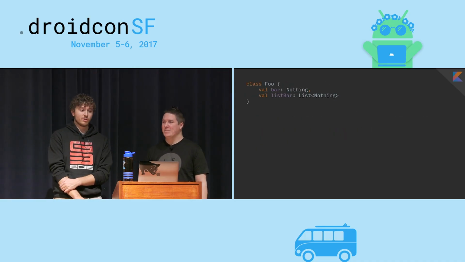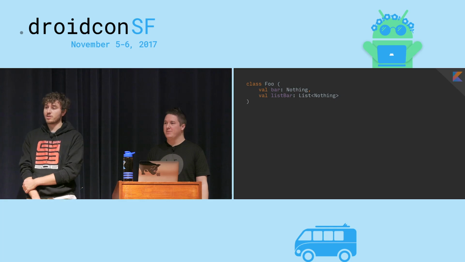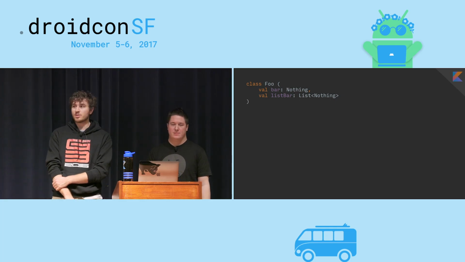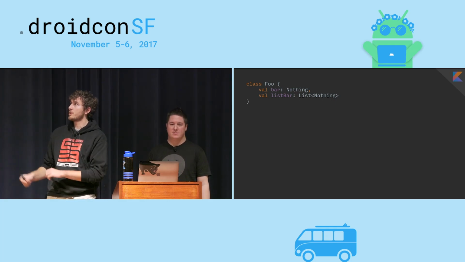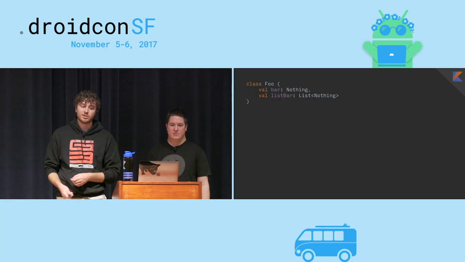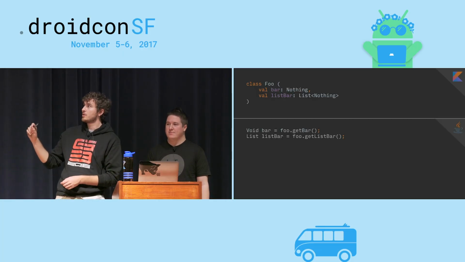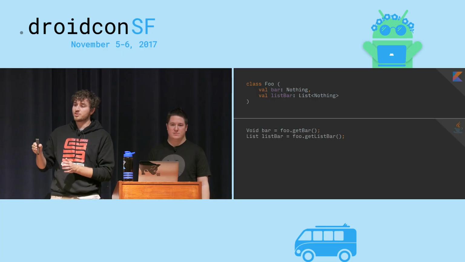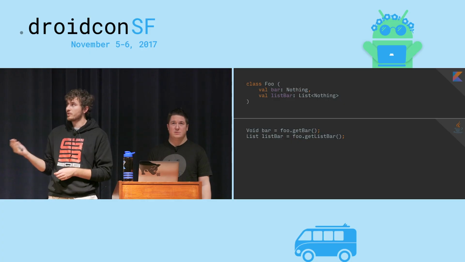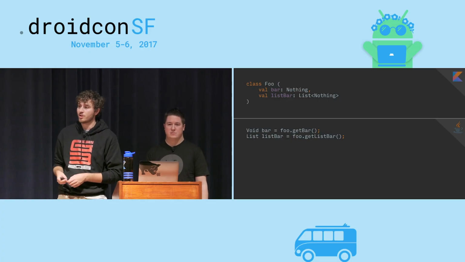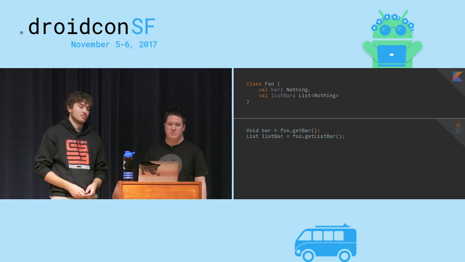So another thing to be wary of is if you're exposing the nothing type. Nothing is something that's like the subtype of all other types in Kotlin. You probably won't end up exposing it. But if you do, then from the Java side, if you're exposing just nothing, it gets turned into void. And if you're exposing a collection of nothing, then it just gets turned into the raw type. So in this case, list.